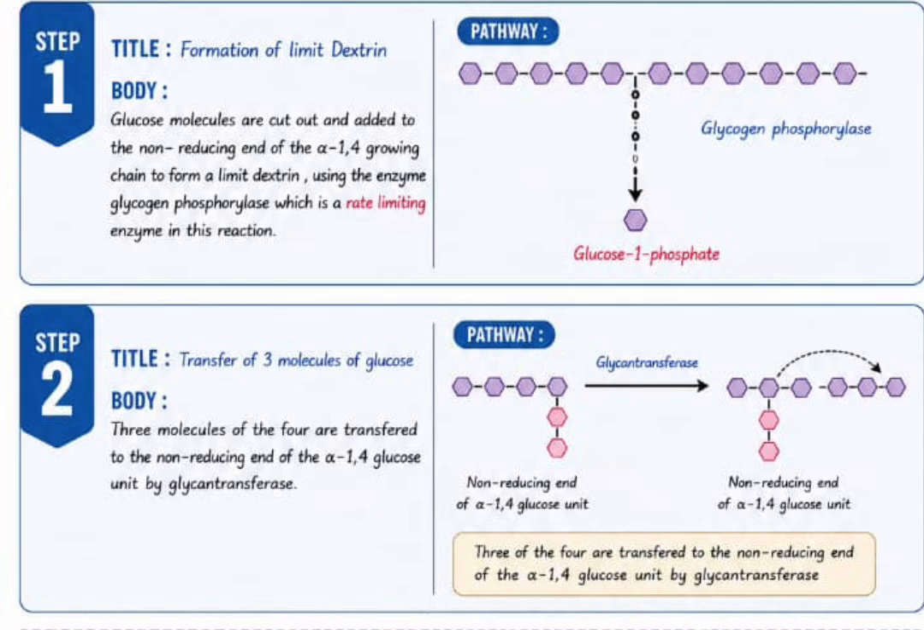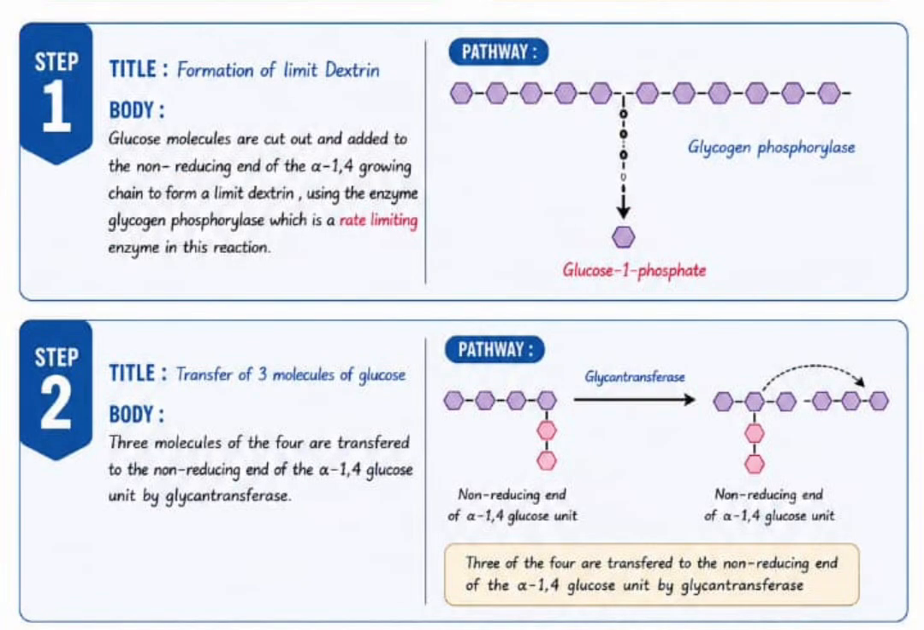The body will count up to 1, 2, 3, 4. The body will count 4 and cut away. The body will count 4 and what? Cut away. You get it now? So if the body cuts 4 glucose units that are attached by alpha 1,6, you are forming what we call a limit dextrin.